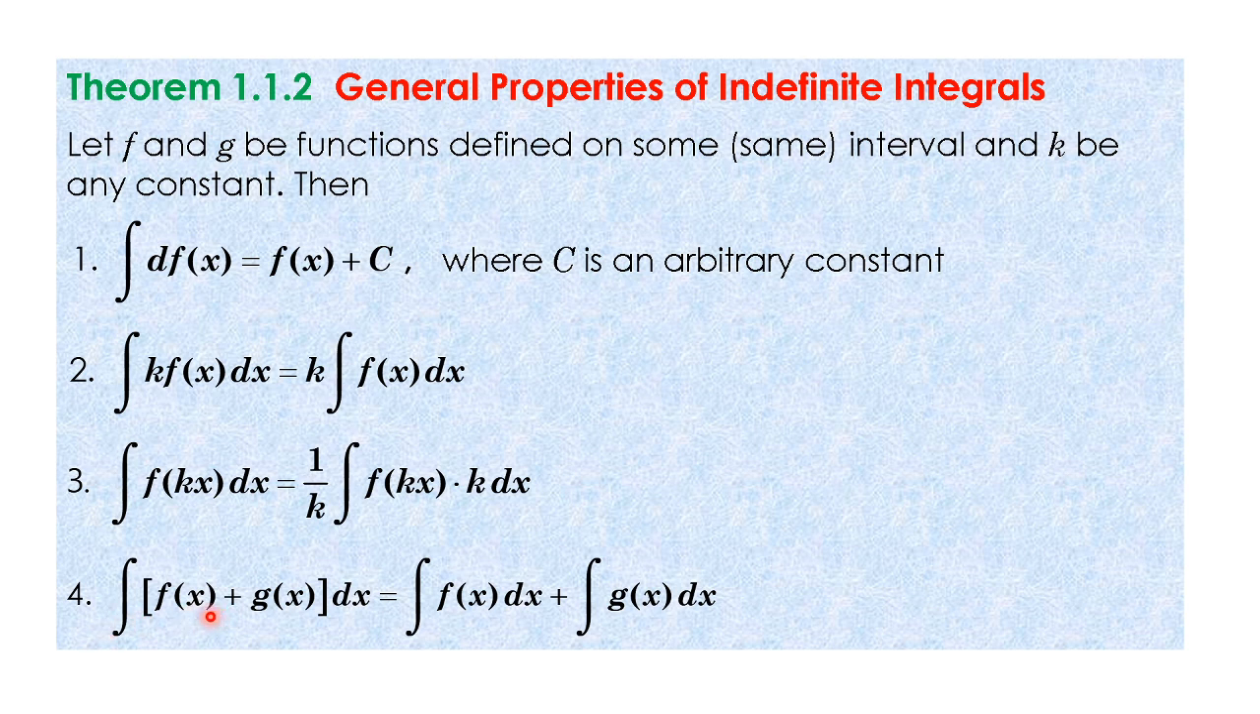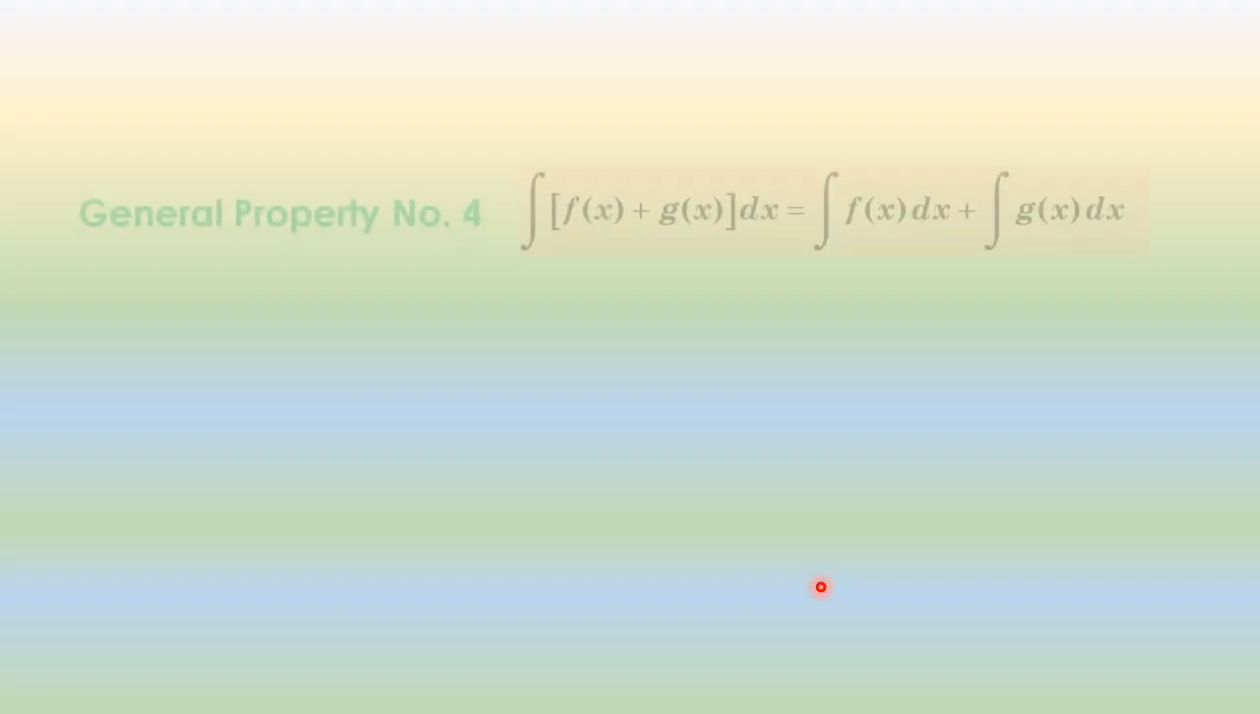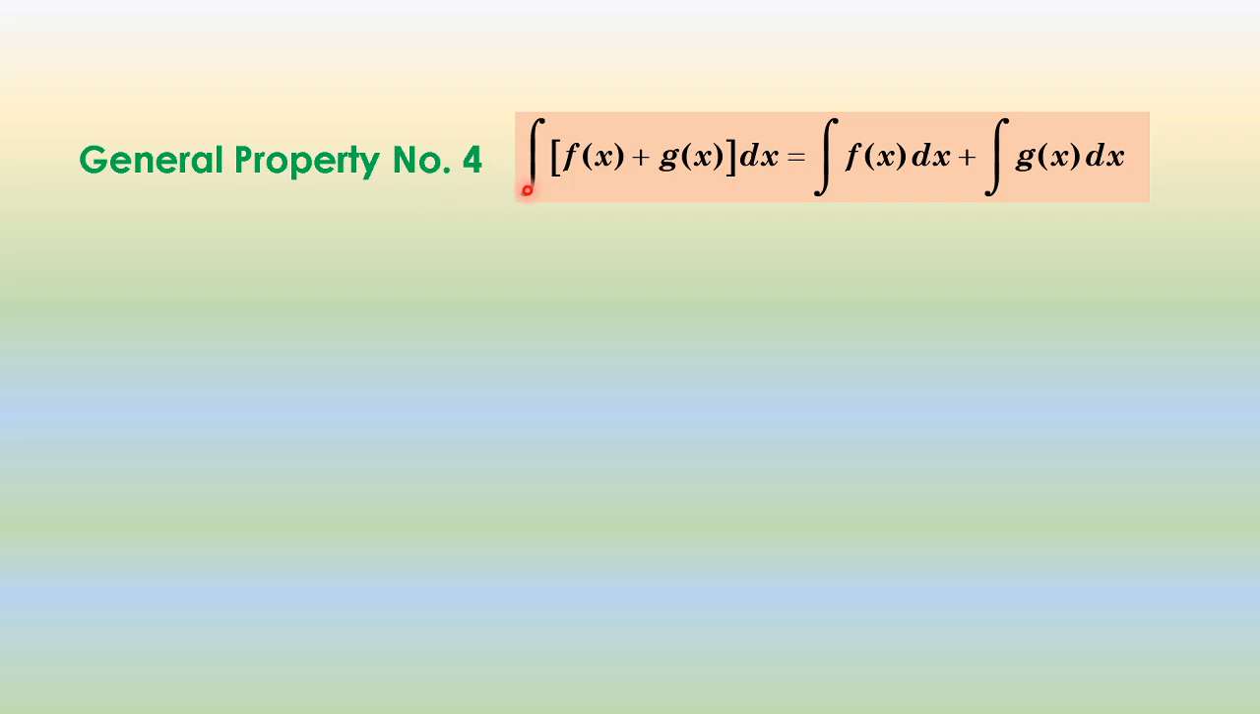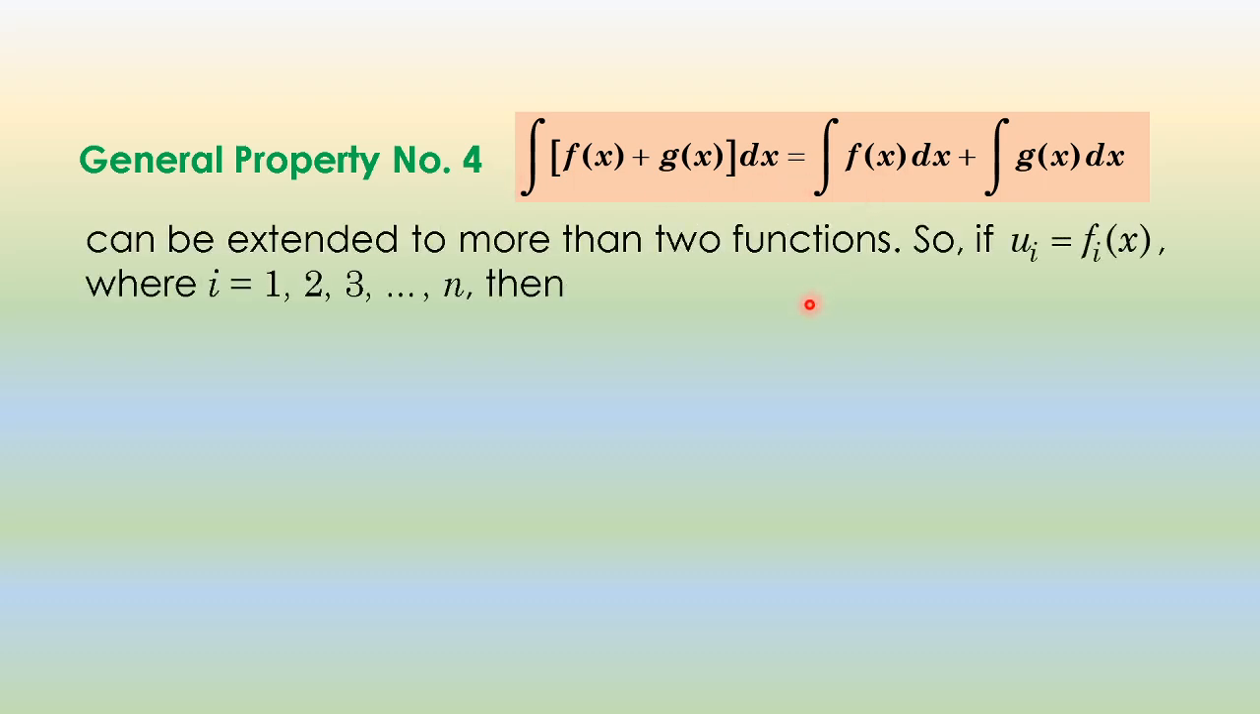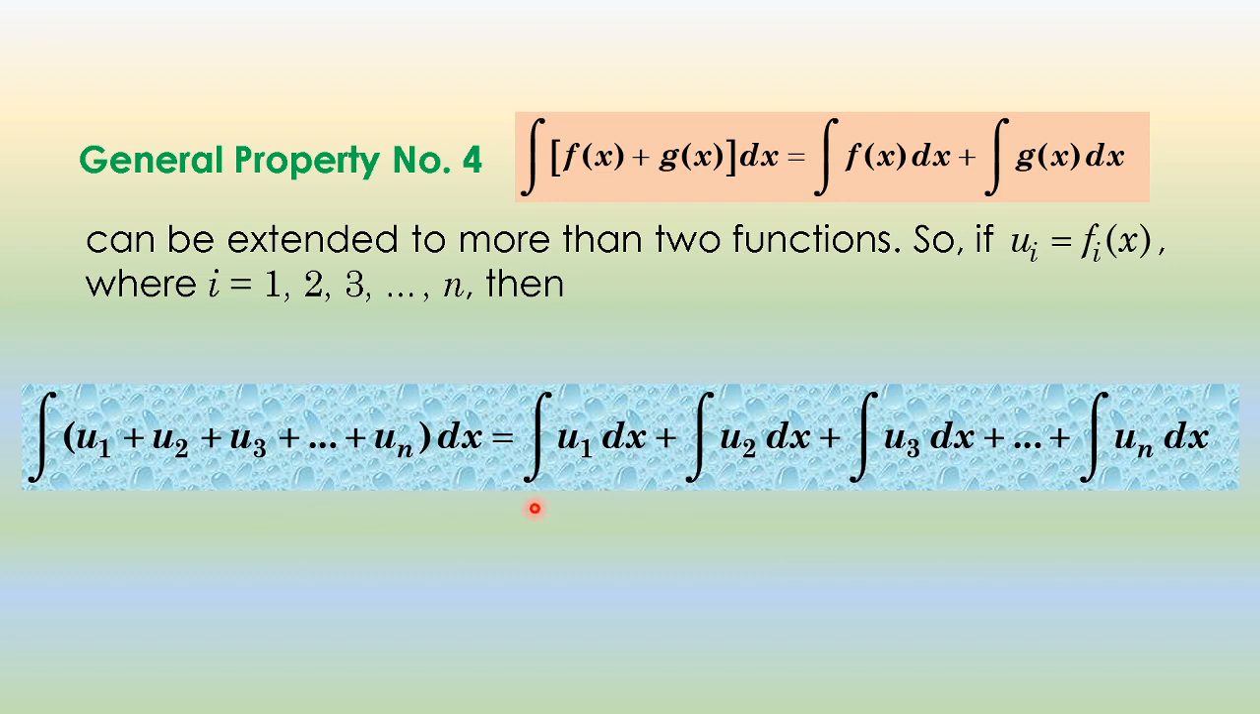If we have the integral of a sum, it is equal to the sum of integrals. General property number 4 can be extended to more than 2 functions. So if u sub i is equal to f sub i of x, where i is equal to 1, 2, 3, and so on up to n, then this property holds.